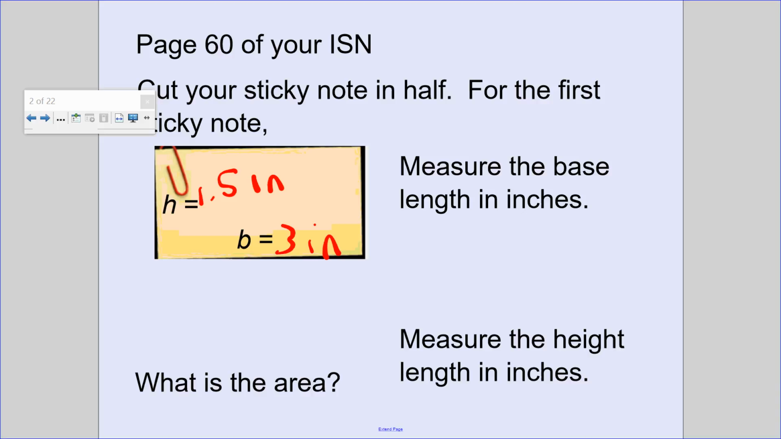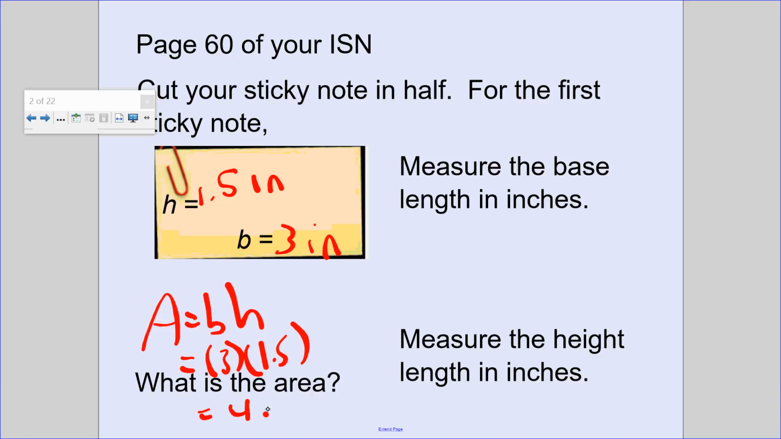To find area of a rectangle, it is base times height. In 5th grade, you may have learned it as length times width. The base is 3. The height is 1 5/10. If you multiply the base and the height, you'll get 4 5/10 inches squared, or square inches, because inches times inches is inches squared, or square inches.